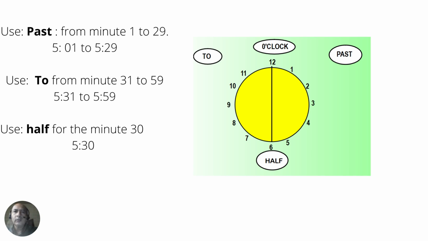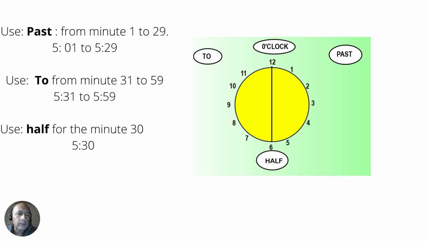And when we are going to give the time, we are going to be using three words: past, to, and half. And how do we use these words? Well, we use past from minute 1 to minute 29. For example, 5:01, we will say 1 past 5, or 29 past 5.